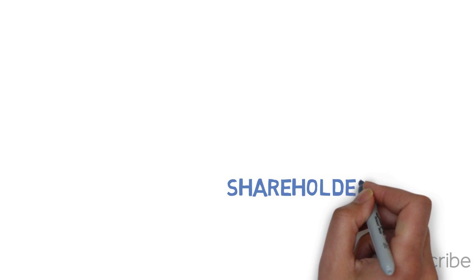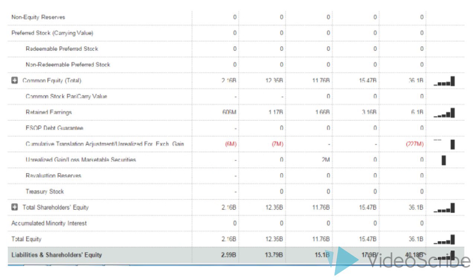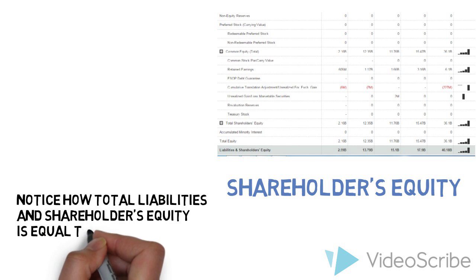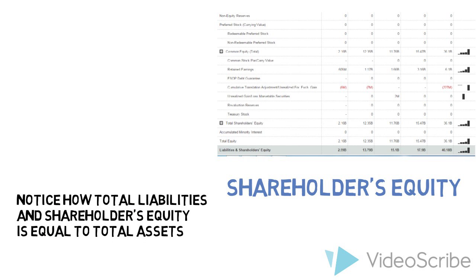Let's take a look at shareholders' equity. Now, notice how the total liabilities and shareholders' equity is equal to total assets. This follows the very basic rule, rule number one. That's all there is to reading a balance sheet.